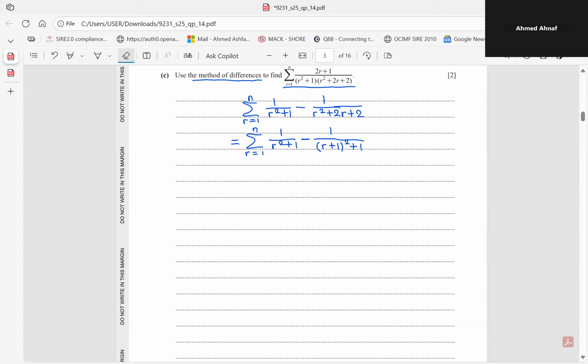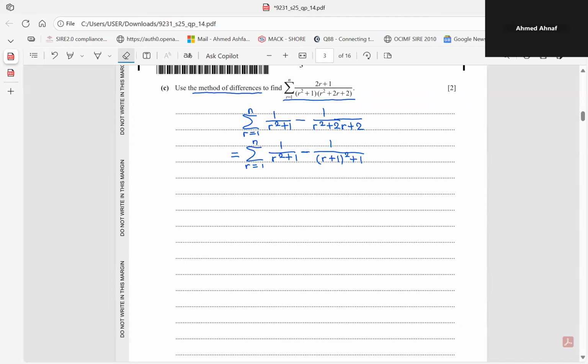I hope you guys get what I'm trying to say. Like the r, the first term would be 1, and then the second term would be 2, and so on. This is the ideal setup that you should have before carrying out a method of differences. So now let's start the actual thing.